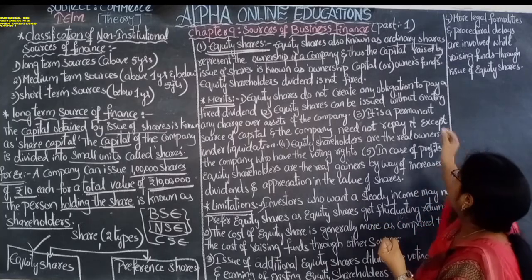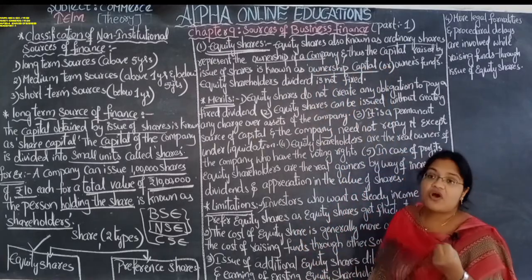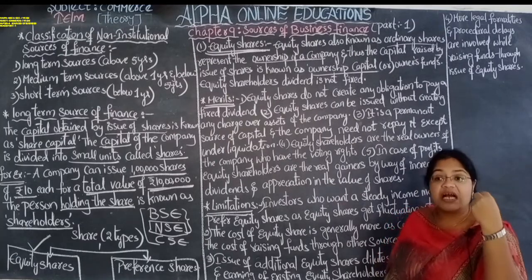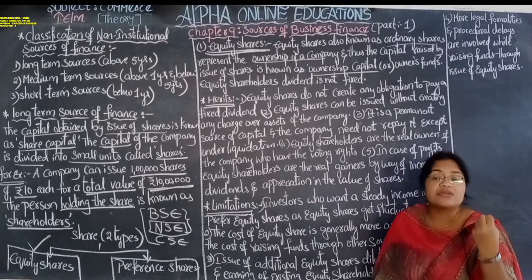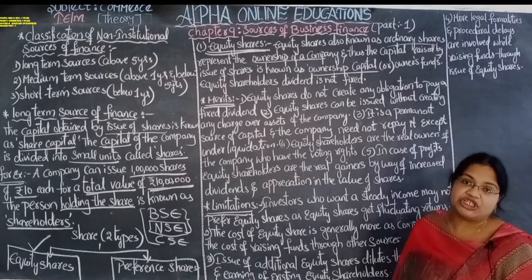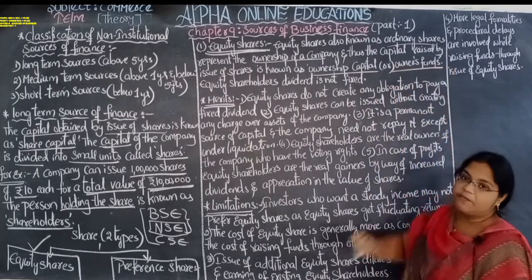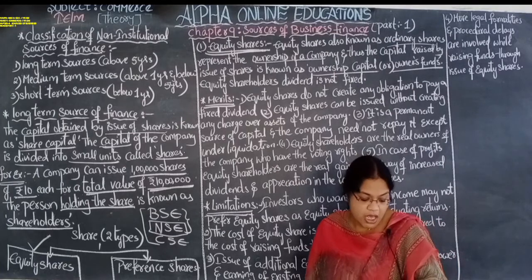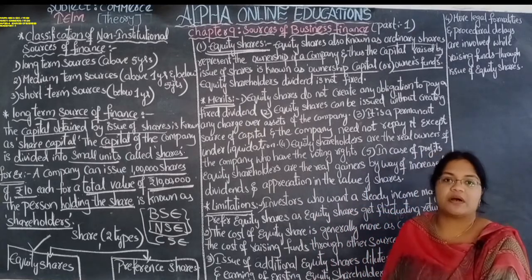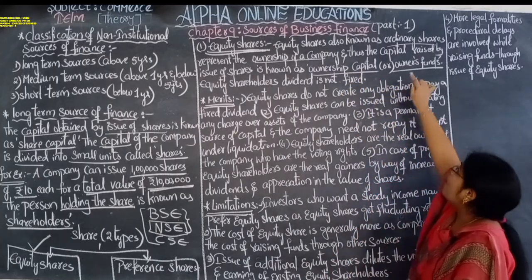Thus, the capital raised by issuing the shares is known as ownership capital. If you are issuing equity shares and some investor purchases those shares, then that investor will become an owner of the company. Whatever capital they bring by purchasing the equity shares is known as ownership capital or owner's fund.